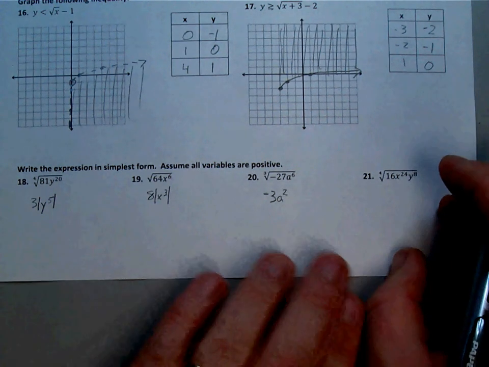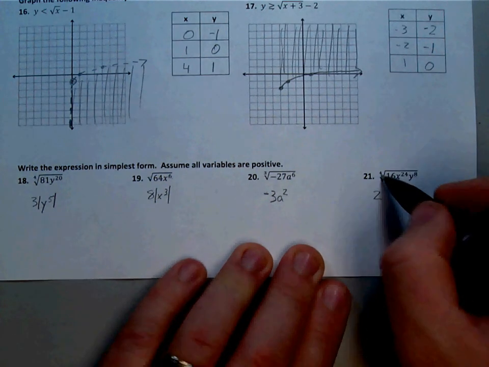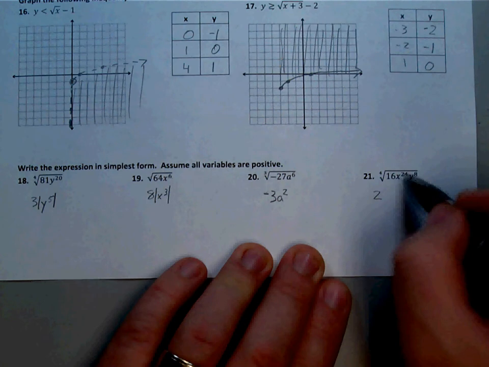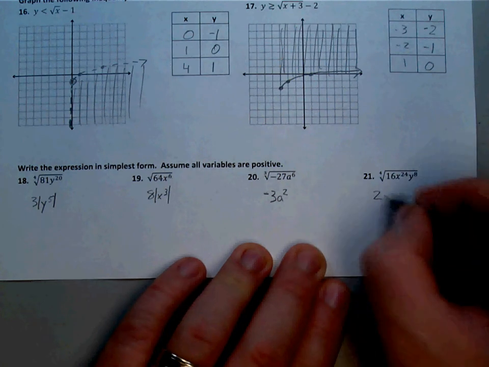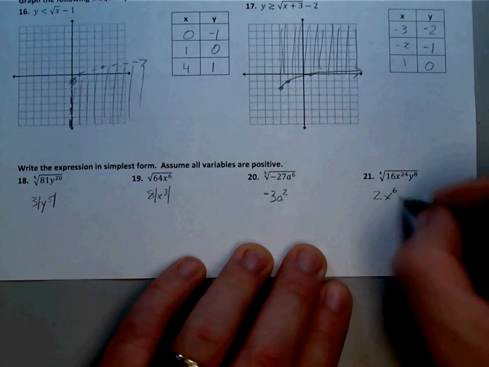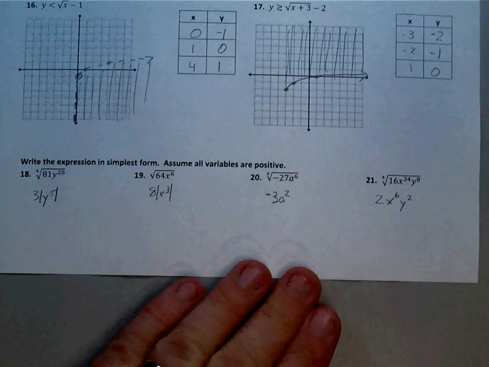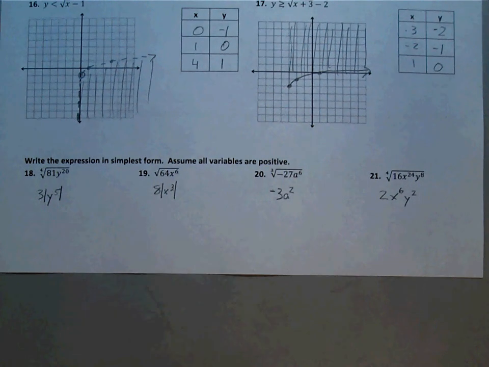Number 21, 4th root of 16 is 2. And this is an even root, so pay attention to this. 24 divided by 4 is 6, so I get x to the 6th. Now that's an even power, so I don't need to worry about absolute value there. And then with y, 8 divided by 4 is 2. That's even also, so I don't need to worry about an absolute value there either. So there are my solutions.